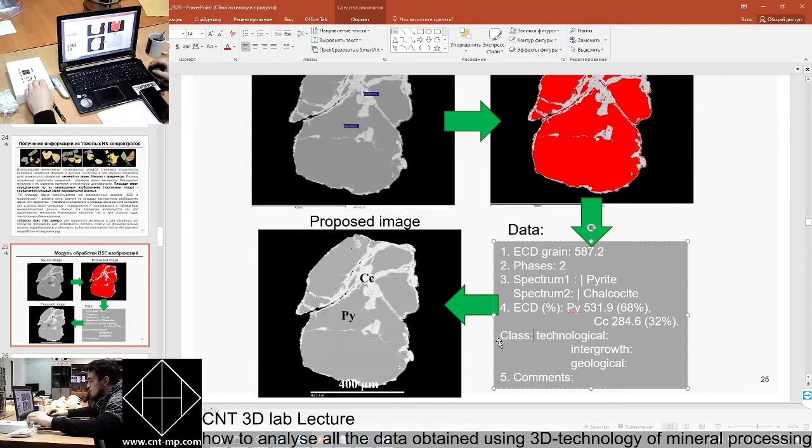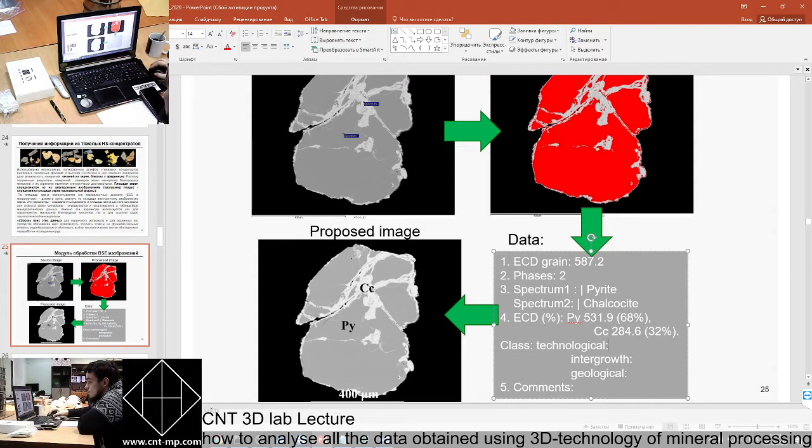So if there would be any problems with obtaining the final flotation concentrate, we can say that the technologist should focus more on pyrite, for example, use special depressors to reject the pyrite during the flotation process, or otherwise he can directly work with the chalcocite.